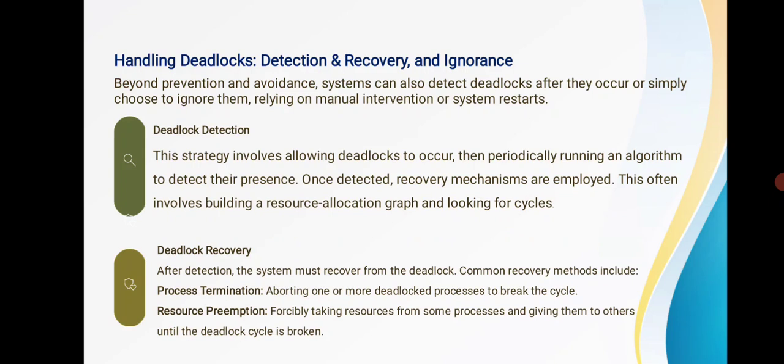Deadlock ignorance is the most straightforward but riskiest approach: simply ignore the problem entirely. That means we just switch off the machine, and then all the processes are terminated. But it's not a proper way. The assumption is that deadlocks are rare occurrences and the cost of prevention or detection outweighs the cost of occasional system reboots. This is common in many general-purpose operating systems like Unix and Windows, where the user is expected to reboot if the system freezes. So these are the deadlock handling mechanisms. Thank you.